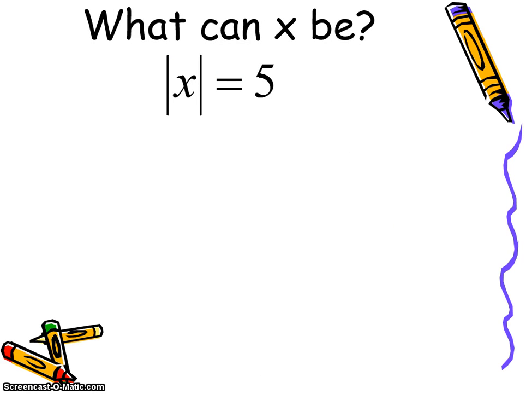So if we reverse the absolute values that we just talked about, and we said what numbers are 5 away from 0, well, you would say that x could be +5, but x could also be -5, because both +5 and -5 are 5 away from 0.